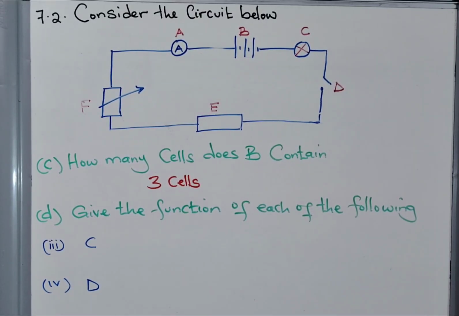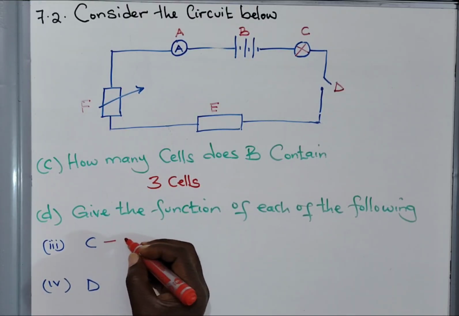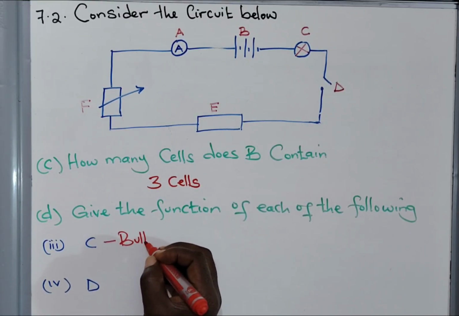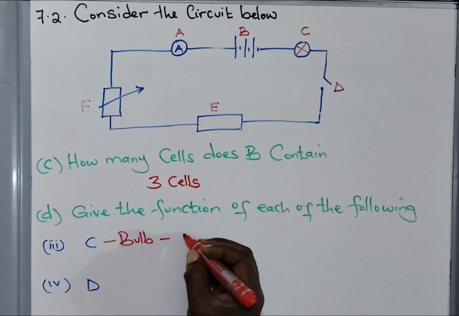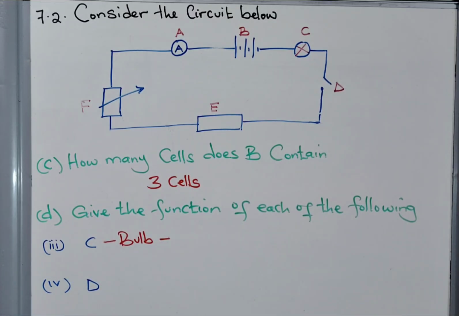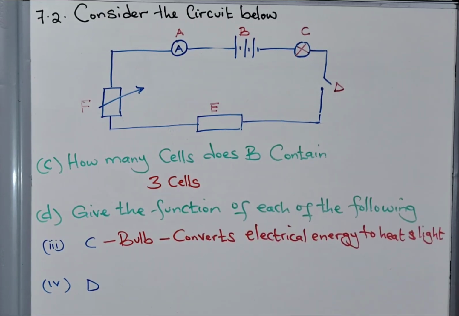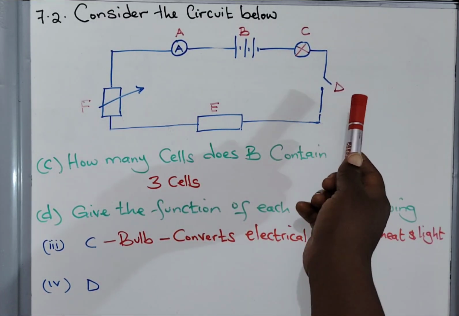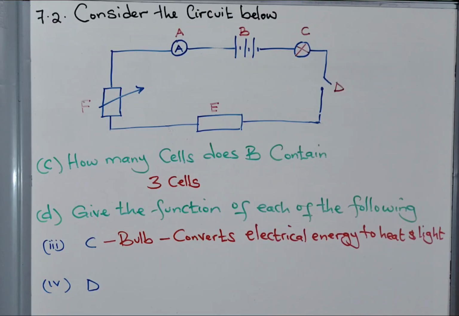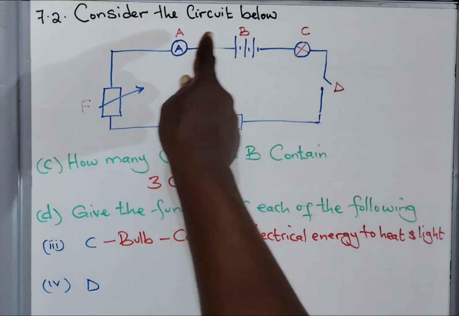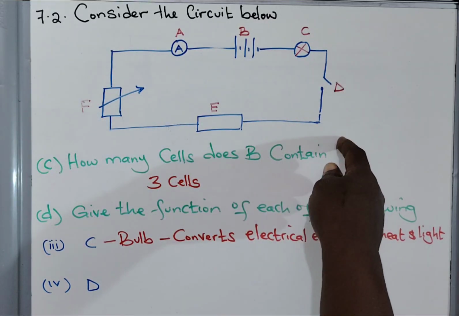Then we come to this one, C. What is C? C is bulb. And what's the function of the bulb? A bulb converts electrical energy to other forms. It converts electrical energy to heat and light. So we come to D. What is D? D is switch. And what's the function of the switch? To open and close the circuit. We have to know that electric current only flows when the circuit is closed.